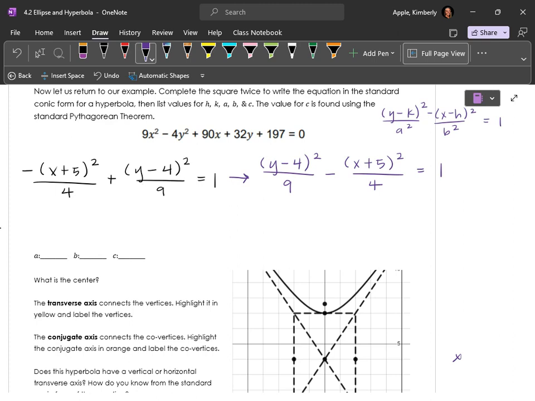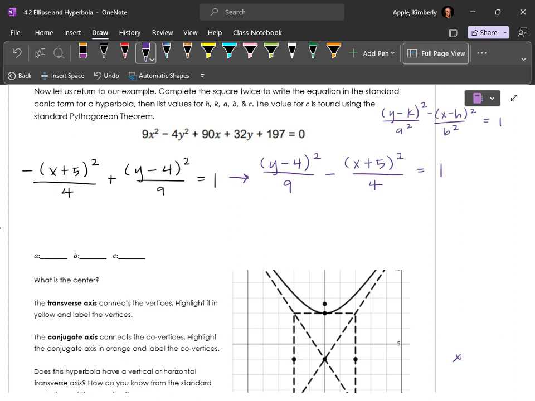So what is the value of a? 3. Very good. What is the value of b? 2. Now, one thing to note here is that the a squared term is always under the positive. In the ellipse, the a always stays first. You may just adjust this part. But remember, this is also a perfect square, so 9 is equal to a squared, therefore a is equal to 3, the square root of 9.